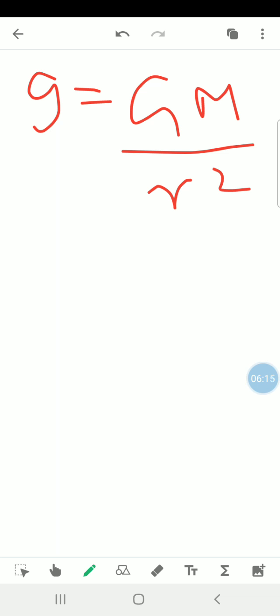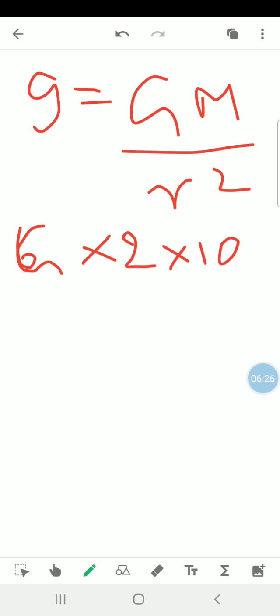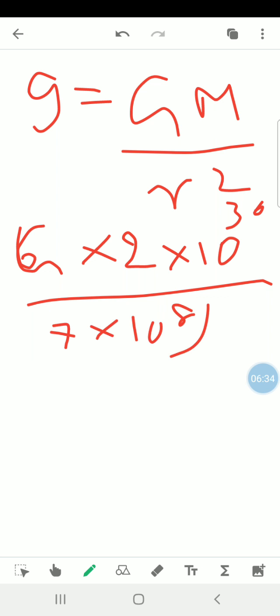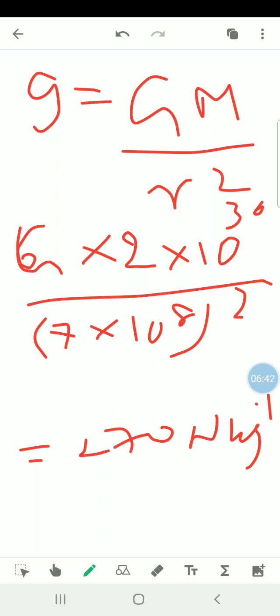Capital G, again, I will leave it as it is. It is 6.67 into 10 to the power minus 11, multiplied by mass, which is 2 into 10 to the power 30, that is from the table, divided by r squared, which is 7 into 10 to the power 8, squared. This will give us 270 newtons per kilogram. So you can see that it has a much higher value for gravitational field closer to its surface.